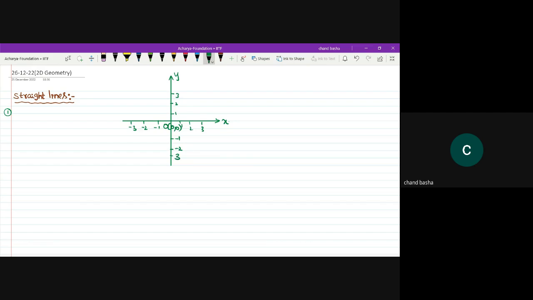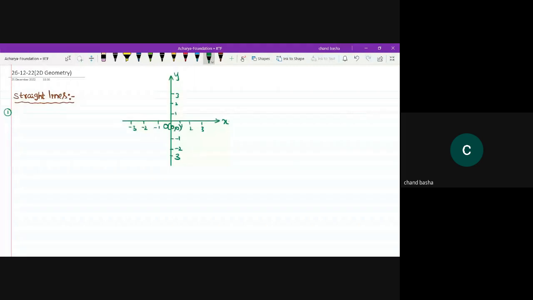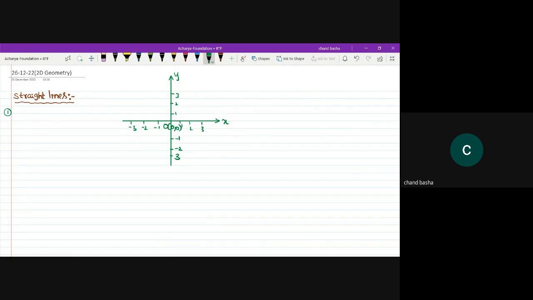Right side of horizon, x value increases. Left side of horizon, x value decreases. Upside of horizon, y value increases. Downside of horizon, y value decreases. And the point O (0, 0) is the point of intersection of the two lines. What I'm telling you, right side of horizon, that is on x-axis. What is the value of y on x-axis?